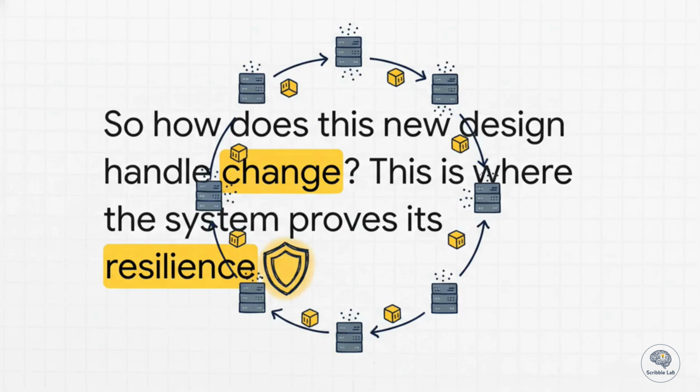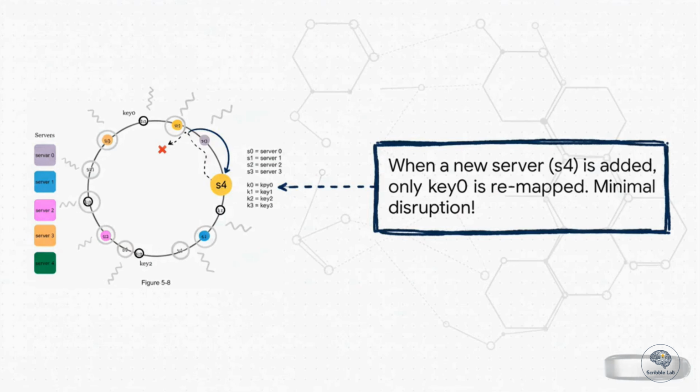Okay, the theory sounds great, but this is system design, so we have to ask, how does it hold up under pressure? This is the real test. Let's see if this design actually delivers on those key non-functional requirements we care about, like availability and resilience. Okay, check this out. We're going to add a new server, S4, onto the ring. It gets hashed and lands in its spot. Now, what happens to the keys? Well, the only keys that are affected are the ones that were previously going to S0, but are now before S4. So in this case, only key 0 has to move. Everything else stays exactly where it is. The disruption is tiny and totally localized.